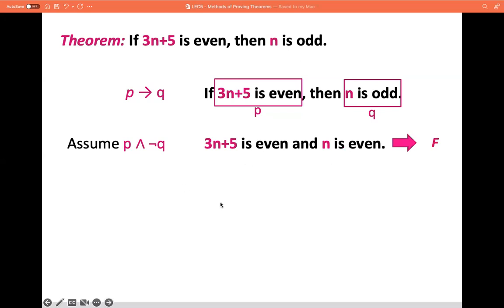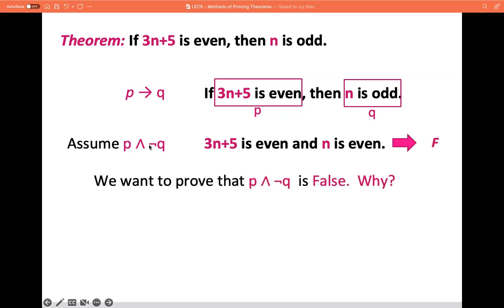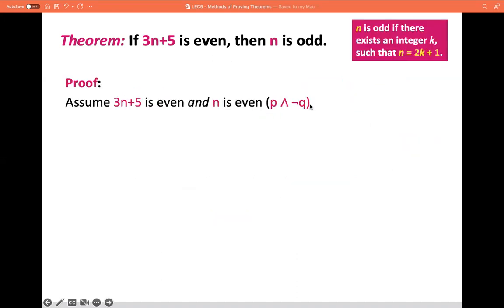And we want the p and not q to be false. Why? Because if this is false, then we are essentially contradicting this assumption, right? The negation of p and not q is logically equivalent to p implies q. That means that we are indirectly giving a proof that p implies q, if 3n plus 5 is even, then n is odd, is true. Okay? So let us first start with the assumption p and not q.